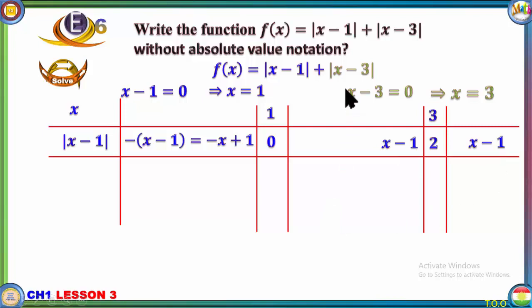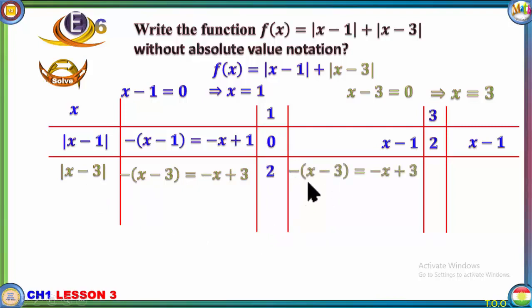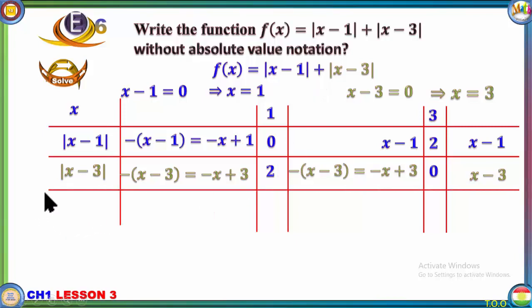Do the same with the absolute value |x - 3|. Here it is -x + 3. Replace x with 1, it becomes 2. Here it is -(x - 3), then it is -x + 3. Replace x with 3, it is 0. And then x - 3 because it is bigger than 3. Because we have a summation, we add these two together.